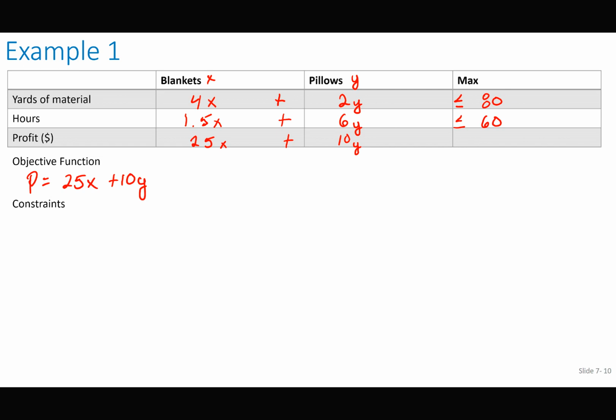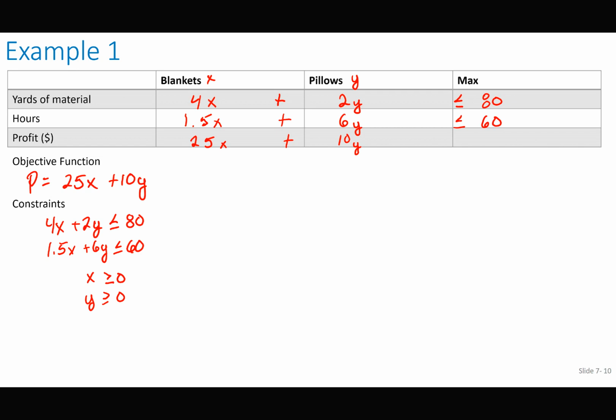The next step was constraints. So 4x plus 2y is less than or equal to 80. And I also have 1.5x plus 6y is less than or equal to 60. And I will have the constraint that x needs to be greater than 0. X represents blankets; I can't have negative 2 blankets. So x is going to be greater than or equal to 0, and y is also greater than or equal to 0.